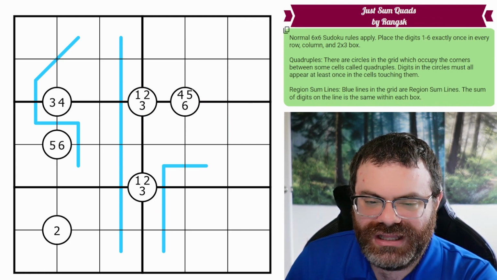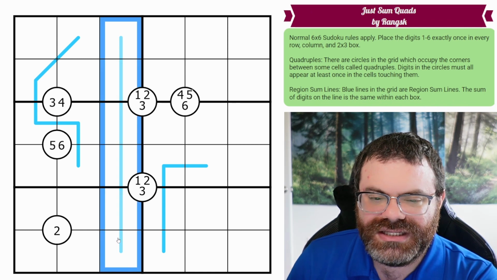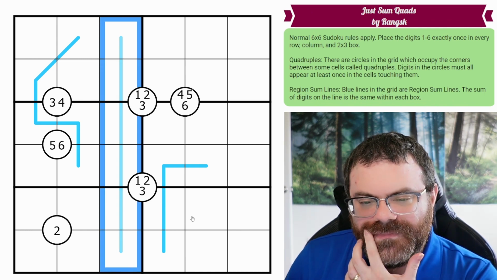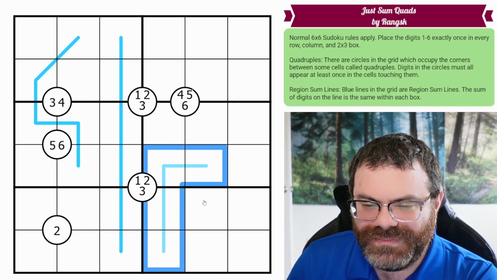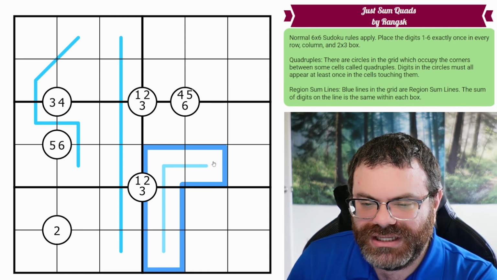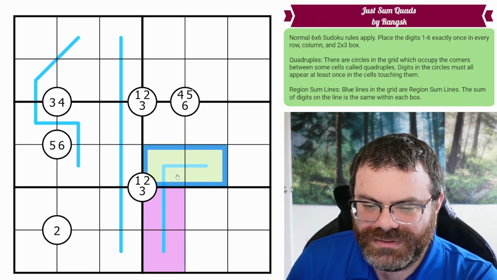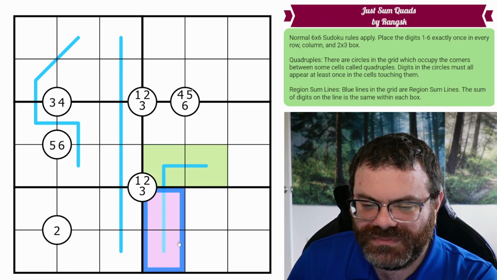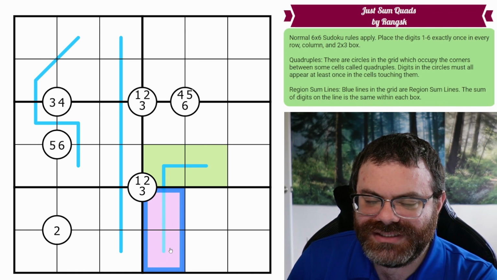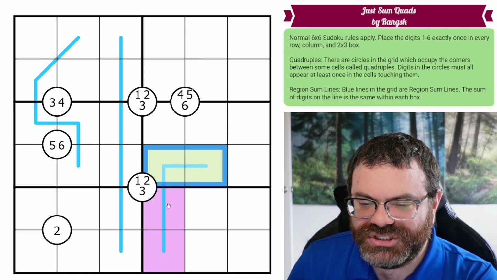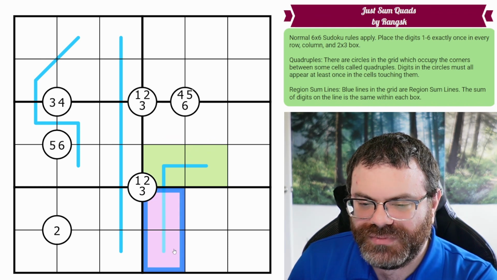Additionally, we have region sum lines. So that's these blue lines in the grid. Let's take this as an example. So the digits on this blue line, you split them up by which box they appear in. So say these green and these purple. The green cells appear in the same box, the purple cells appear in the same box. And the sum of the digits within each of those segments is the same. So the 2 green cells sum to the same value as the 2 purple cells.